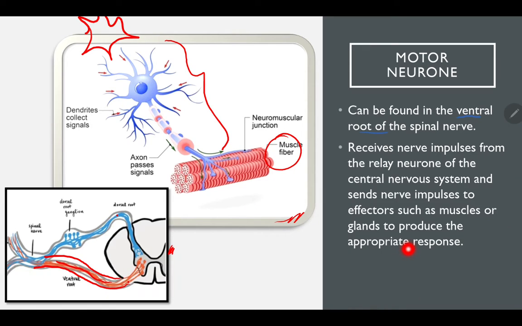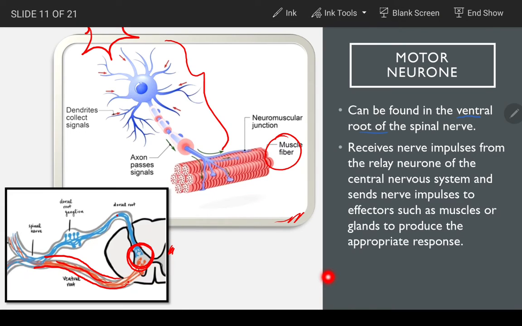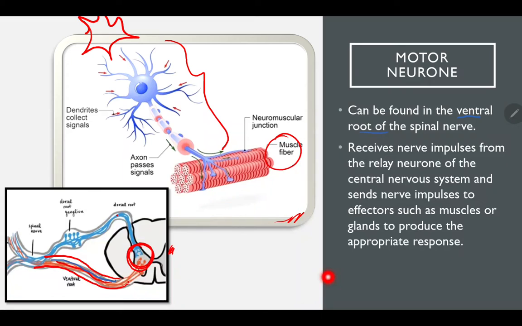Okay, kalau dekat gambar ni relay neuron akan ada kat sini. Jadi si motor neuron ni, dia akan terima impuls daripada sini kat tengah-tengah ni, iaitu relay neuron. So relay neuron akan bagi impuls dekat motor neurons akan hantar ke effector. Samalah dengan gambar ni.